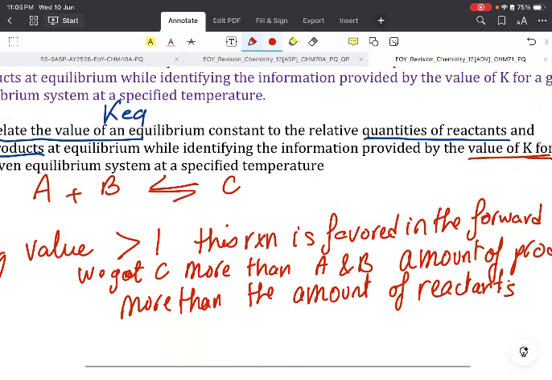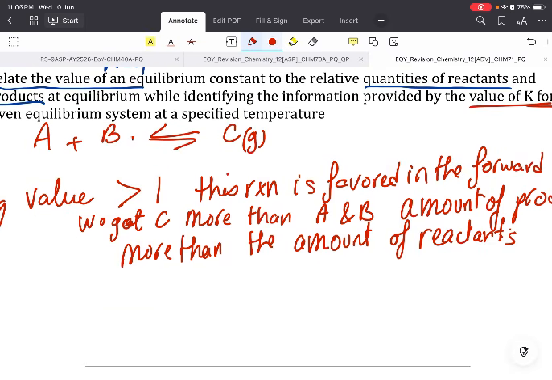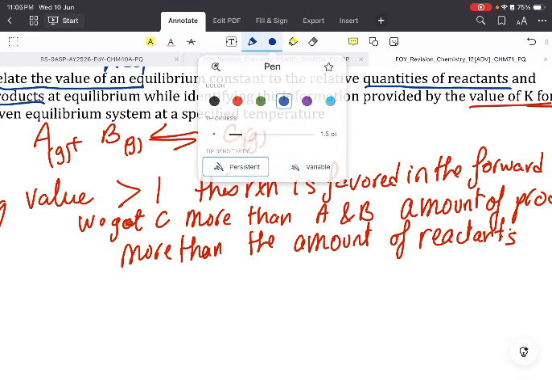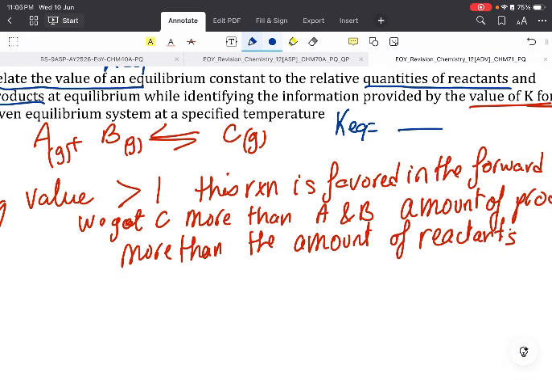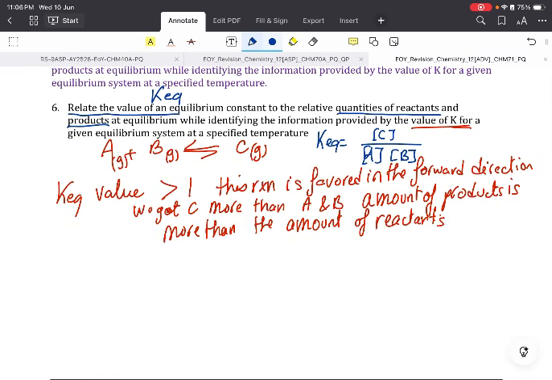If I write the formula of K equilibrium, let's say that these are gases. K equilibrium is going to be the concentration of C over the concentration of A multiplied by the concentration of B. So if this fraction has a value above 1, it means I have C larger than A and B. And that's why we say the amount of products is more than the amount of reactants.